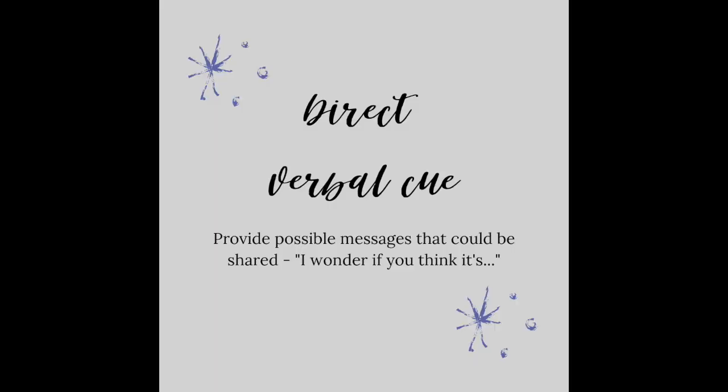The sixth step is a direct verbal cue, and it involves directly telling the student possible messages you think they might want to share that are applicable to the activity or environment. This can be accompanied by saying things like, "I wonder if you think it's..." and then modeling on the communication system different options that the student could use within the activity, routine, environment, etc. And this is, as always, followed up and paired with wait time and an expectant look.